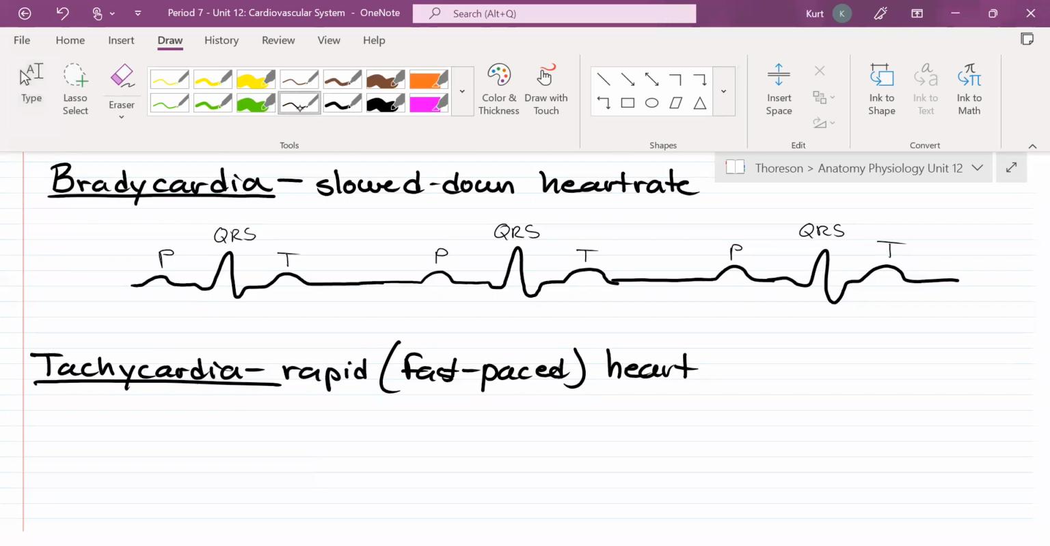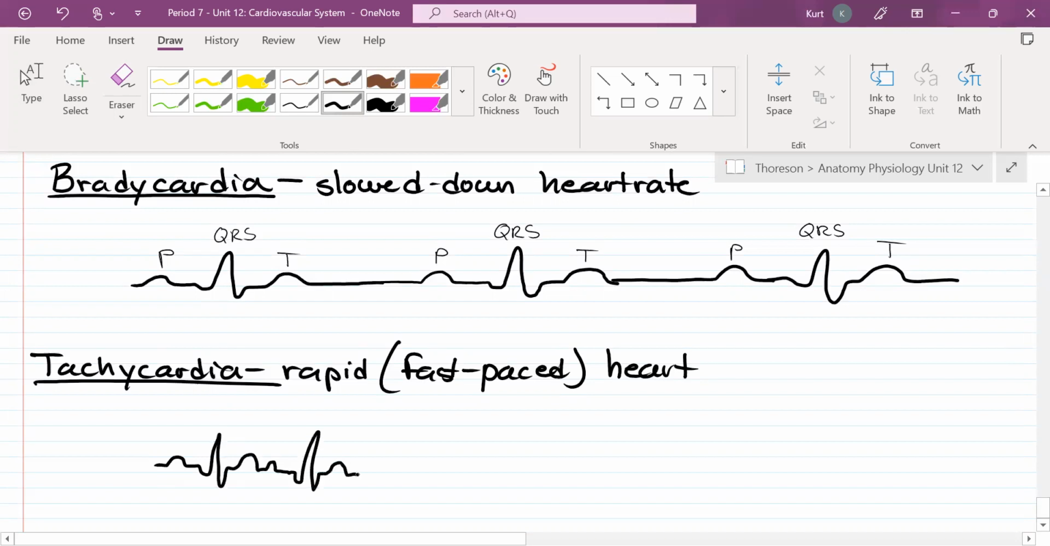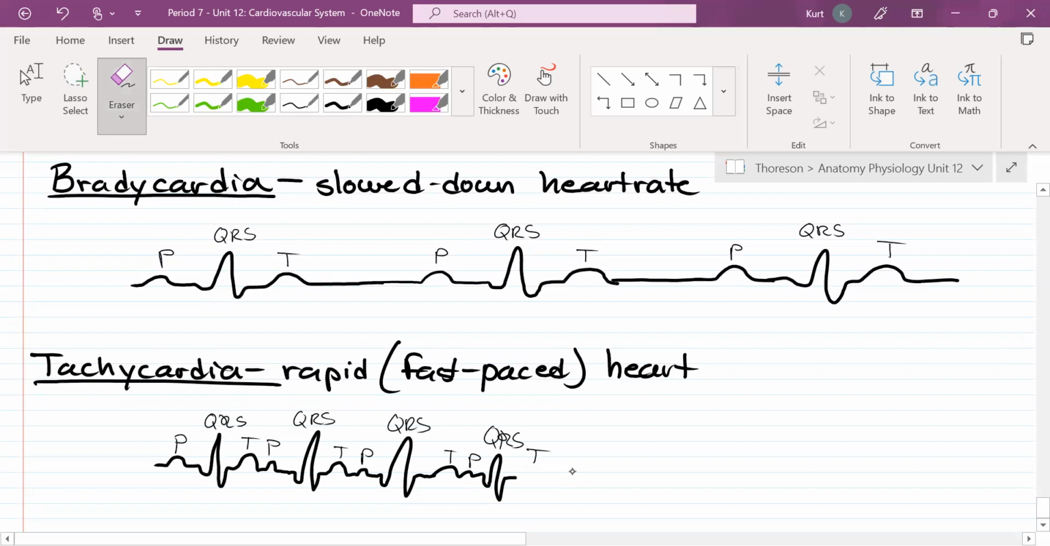Here's what a tachycardia would likely look like. Oops. So you see how much faster it is compared to Tyler. P, QRS, T, P, QRS, T, P, QRS, T, P, QRS, T, and so on.